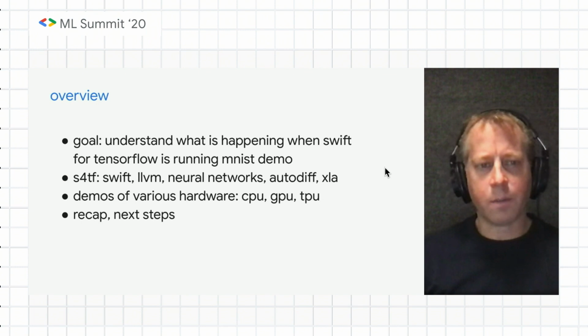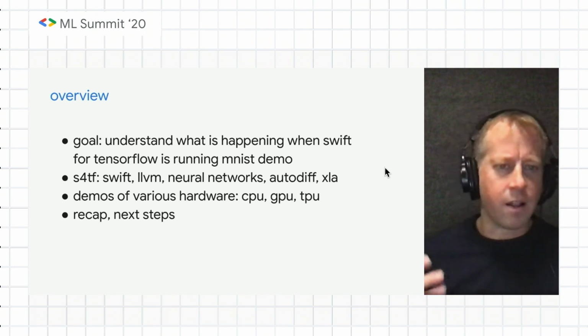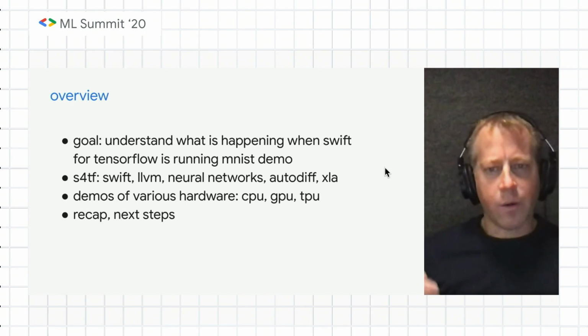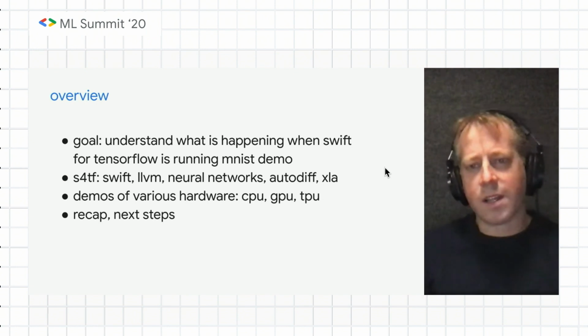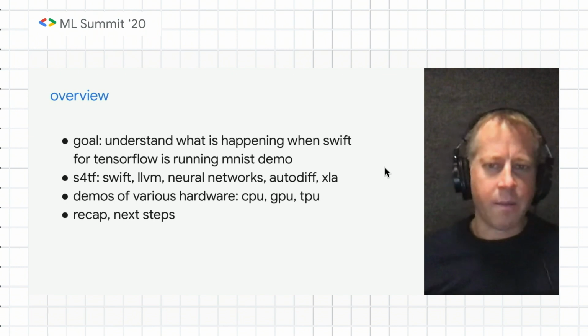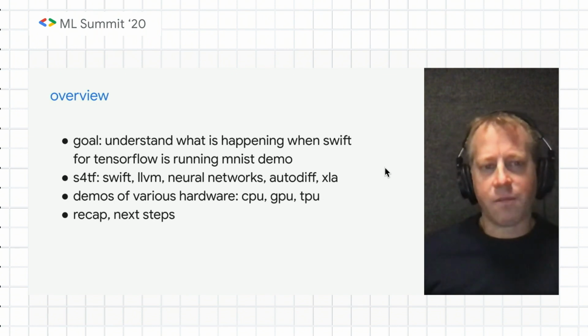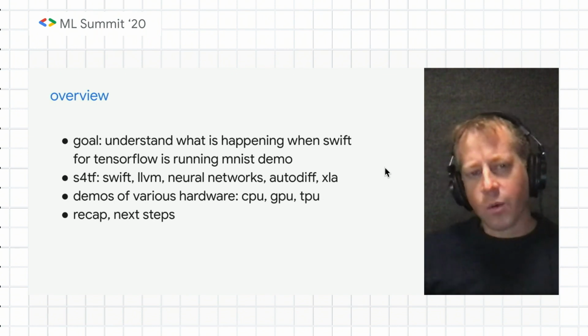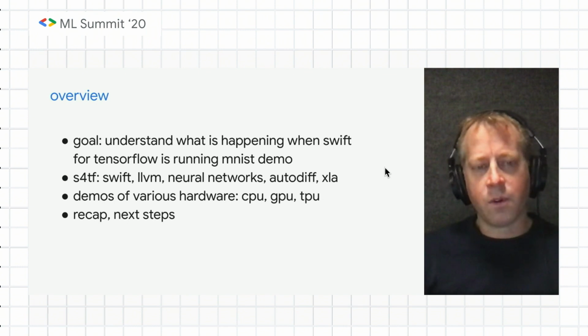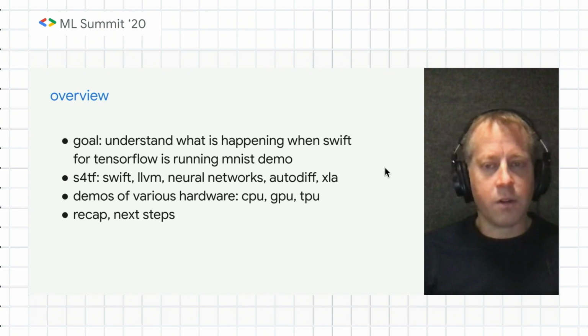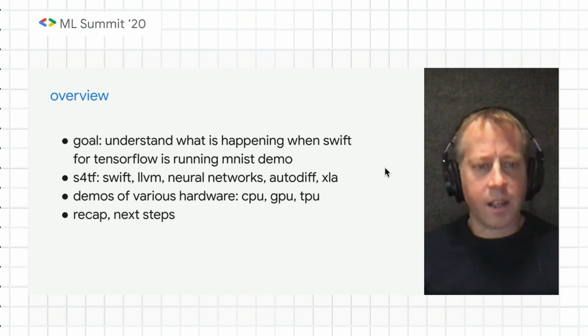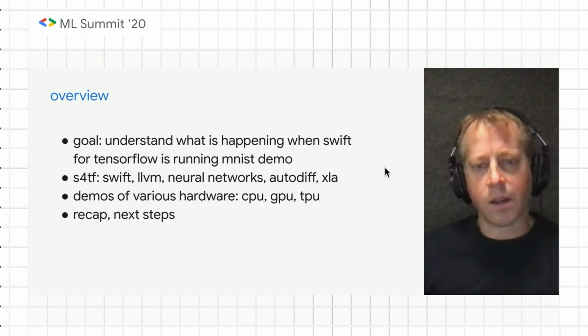Swift for TensorFlow is composed of a few different pieces: the Swift programming language itself, the LLVM compiler, neural networks, some auto differentiation, and then the XLA TensorFlow library. My hope is you understand these pieces and how they fit together. Along the way, we're going to do some demos that will run on various different hardware, so CPUs, GPUs, and then ultimately a TPU in the cloud. And then at the end, we'll do a quick recap, and I'll leave you with some next steps, where to go from here.